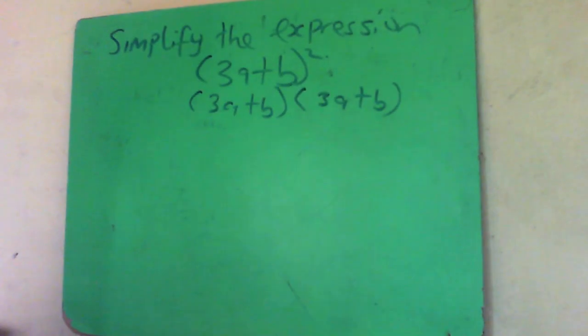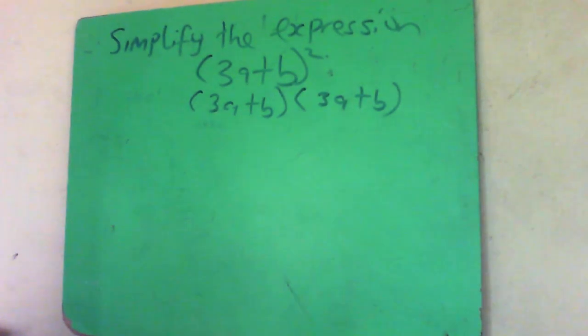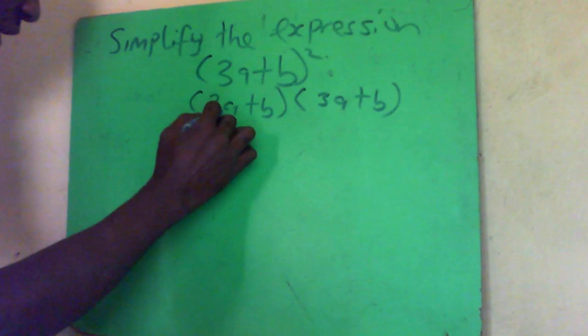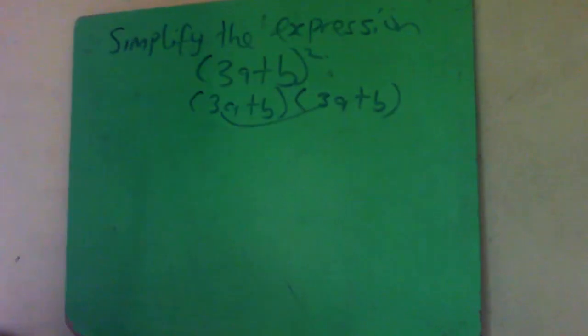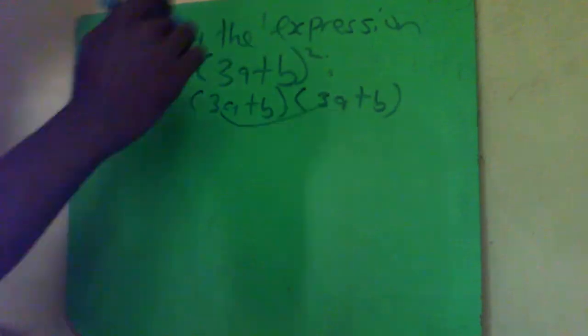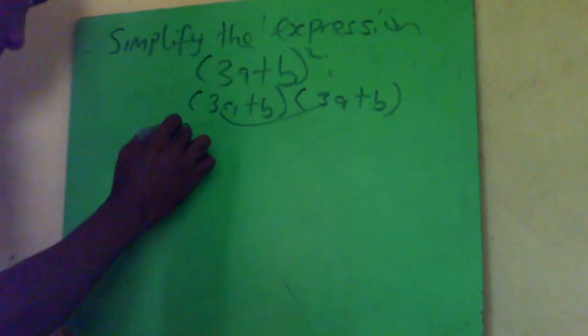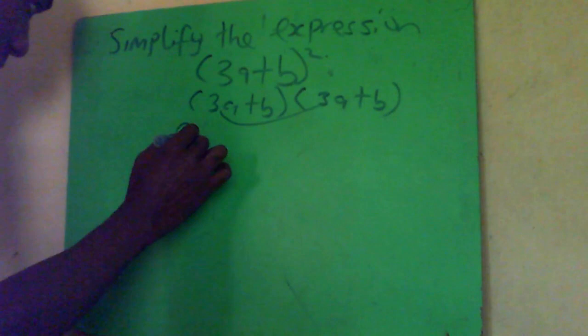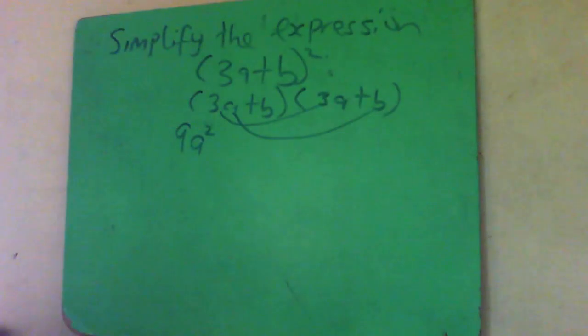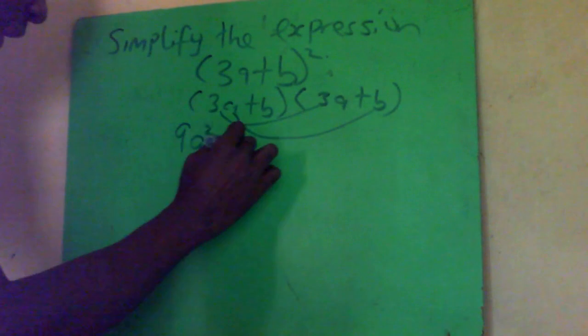To simplify it, we have to expand it. The first one we start with is 3a and 3a. You use this to multiply this. If you multiply 3a by 3a, you have 9a squared. The next one is you multiply this with this: 3a multiplied by plus b, you have plus 3ab.